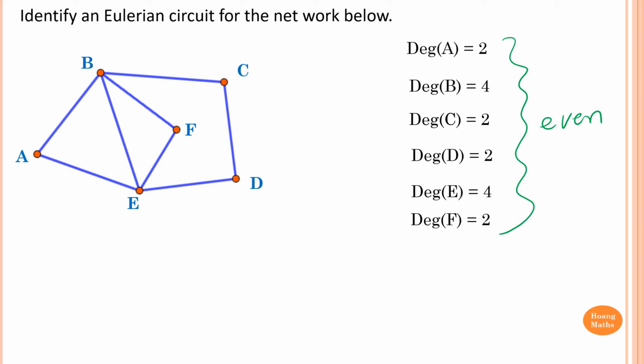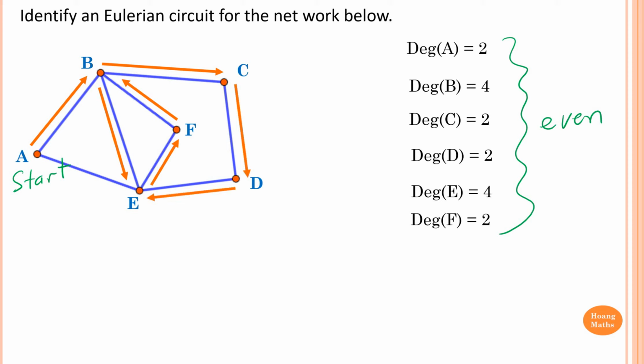Alternately, I can start from I. Let me start here so I don't forget. I start from I and travel to B, and from B to E, from E to F, from F to B, and from B to C, from C to D, from D to E, and finally from E we go back to I, and it ends at I. So noting that I travel from I and end at I as well, and I visit every edge once only, this is an Eulerian circuit.